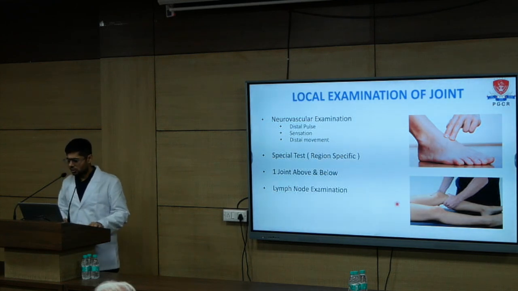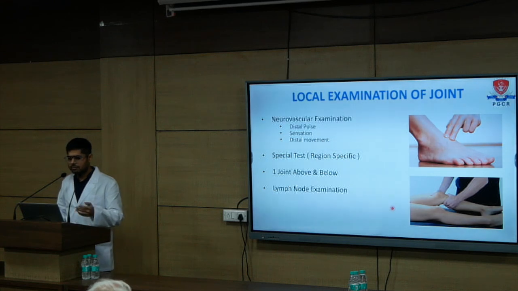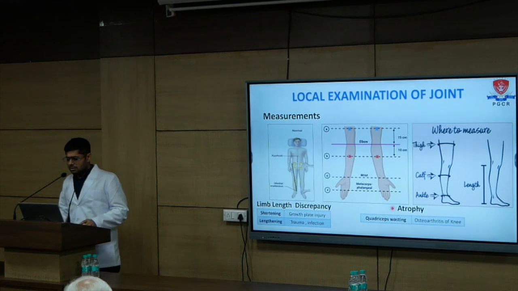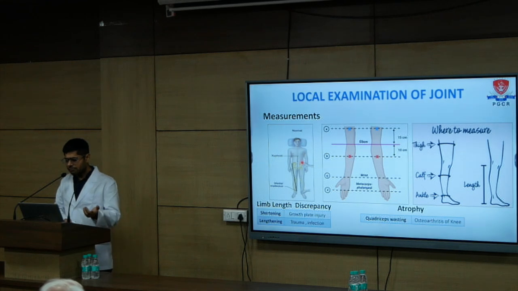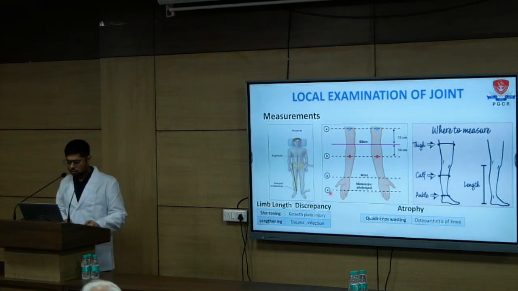Examination of adjacent joints helps us to rule out any referred pain or associated pathology. We should also examine the lymph node to rule out any infected or inflammatory cause. Patients with certain conditions can present to us with limb length discrepancy or atrophy or wasting of the limb. For example, shortening of the limb can be seen in growth plate injury, and lengthening can be seen in cases of trauma or infection.